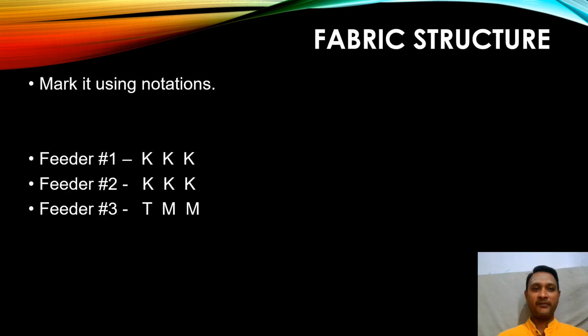So let's do the usual notation. The feeder number 1, that is the all knit, which is all the 3 needles which have knit, knit, knit, and from the looper side, the first needle is tuck, the second needle is miss, and again third needle is miss. It is getting repeated. So for making one course we need 3 yarns. That's why we call it 3 thread French terry.